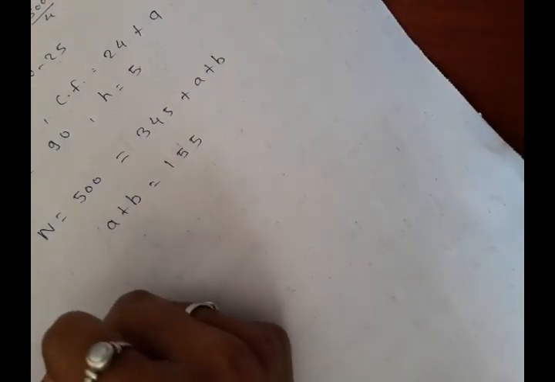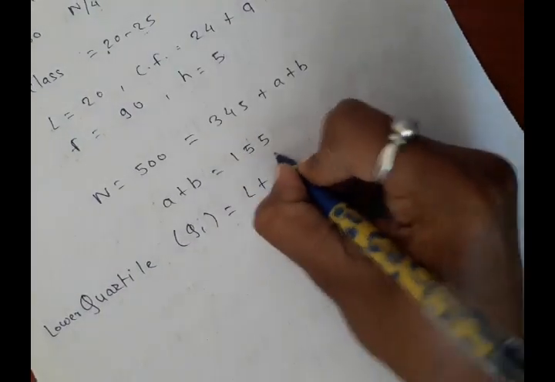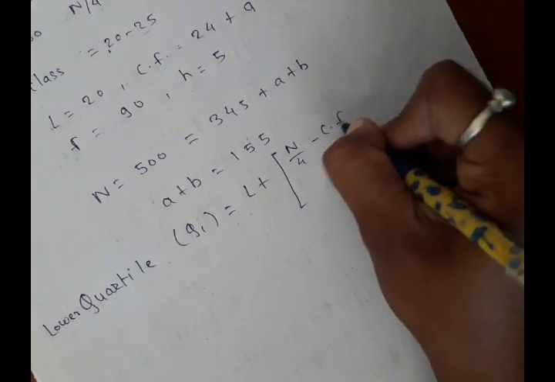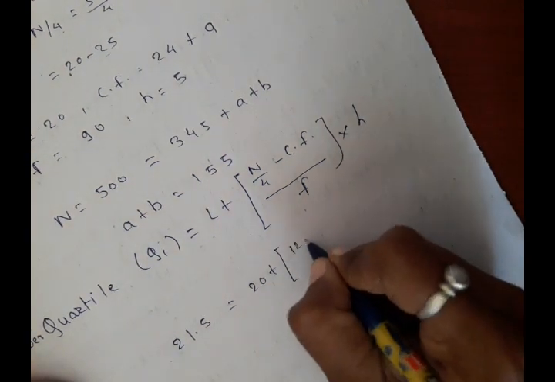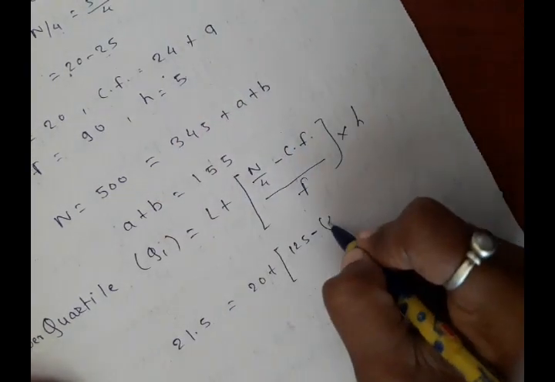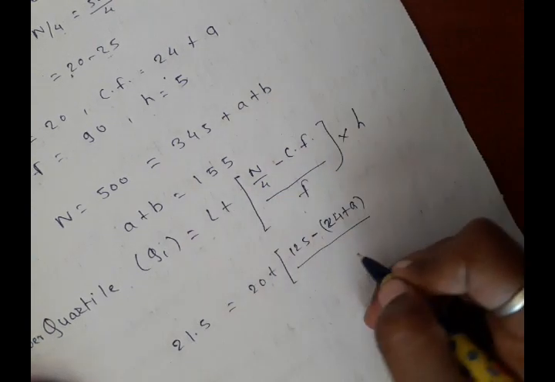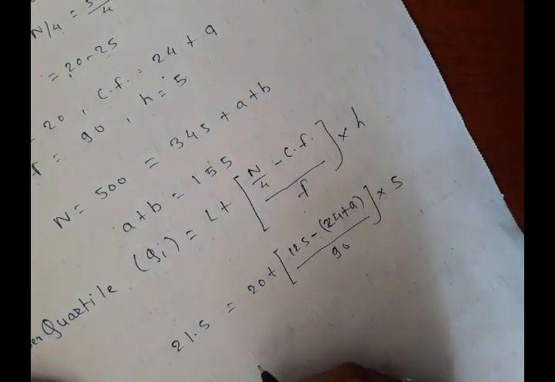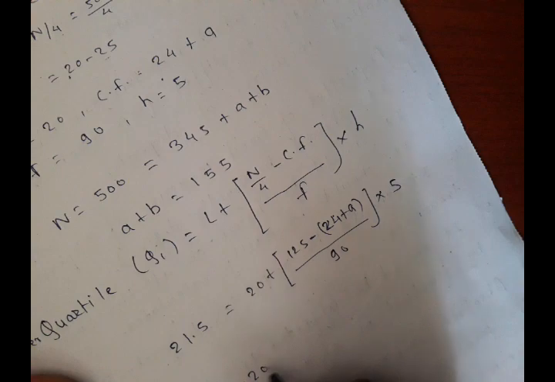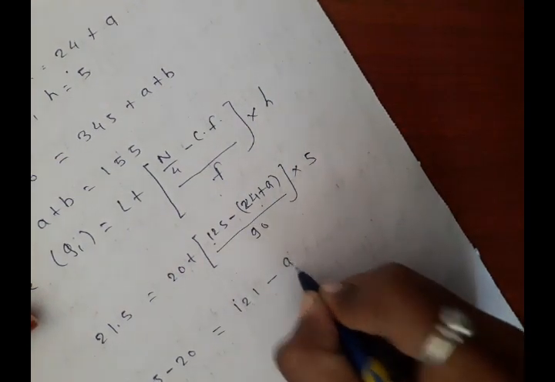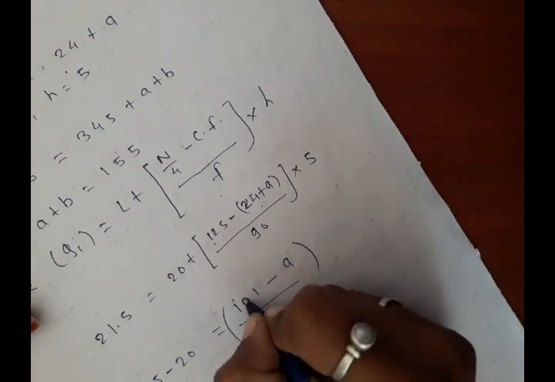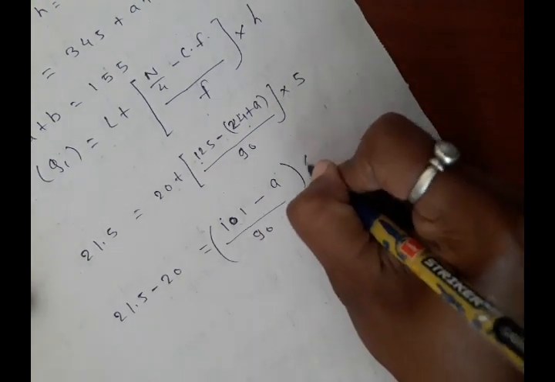So the first quartile, the lower quartile Q1, is equal to L plus N by 4 minus CF, divided by F, into H. So Q1 is 21.5, L is 20, plus N by 4 is 125 minus CF is 24 plus A, divided by F is 90, into height 5. So 21.5 minus 20 is equal to, subtracting, 101 minus A upon 90, into 5.